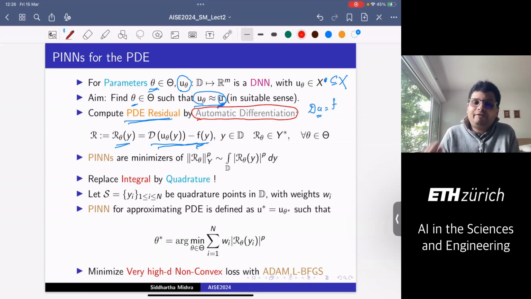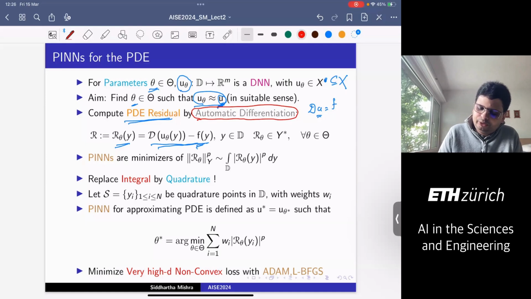So now, at every point, in principle, we can compute the residual of the PDE for a given neural network. But of course, it doesn't help to be able to compute it at every point, because at the end of the day, we have to take some sort of an integral, some sort of a global quantity, because point-wise quantities are not really useful.